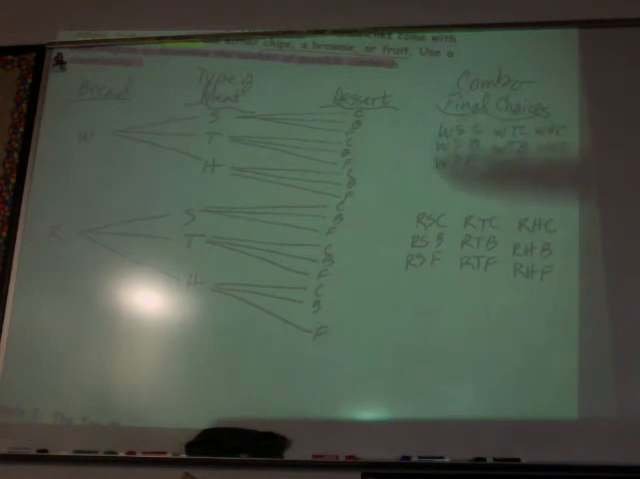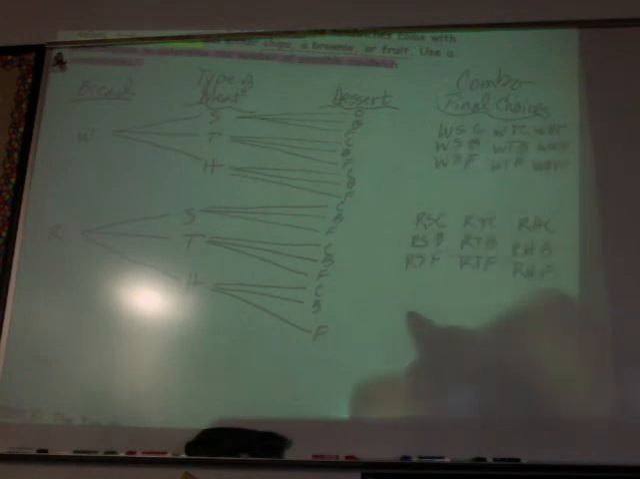How many choices here with the white bread? How many choices total? 9. How many choices with the rye bread? 9. So how many choices altogether? 18. So 18 combos total.